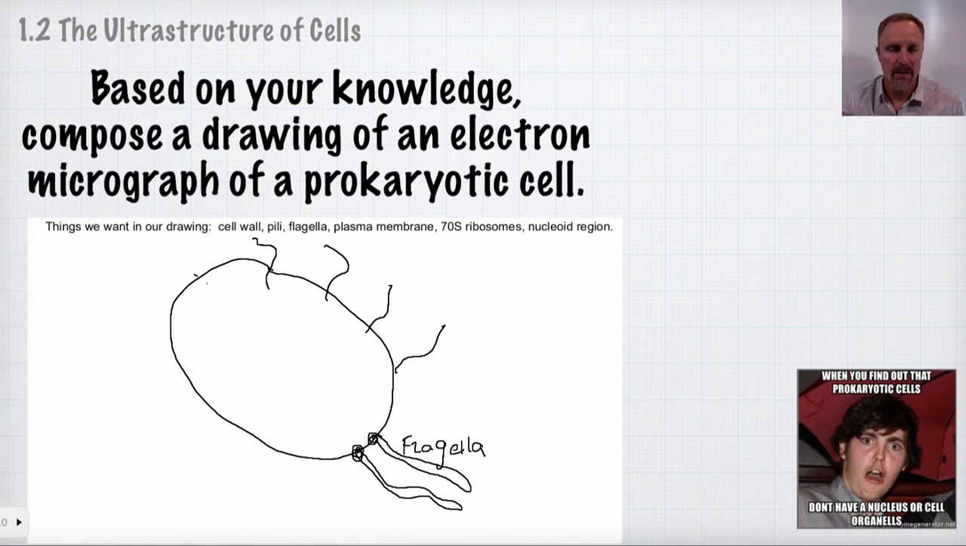And then we might put some pili on there, and these things are often associated with conjugation, which is when they exchange genetic material between the cells. Sometimes they're involved in just attachment to surfaces, like with biofilms and things like that. So there might be multiple pili on the cell.